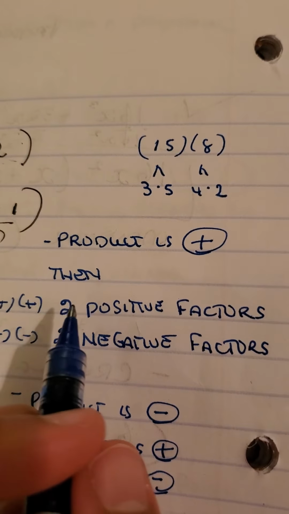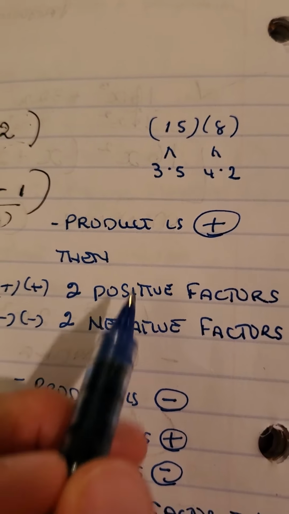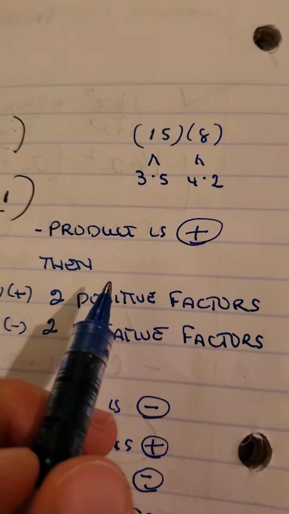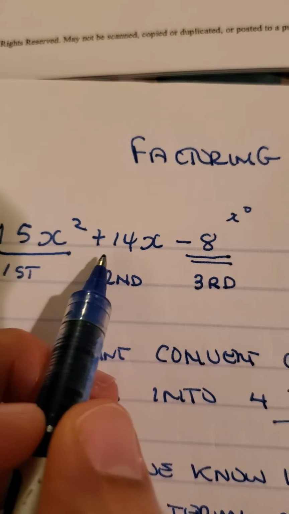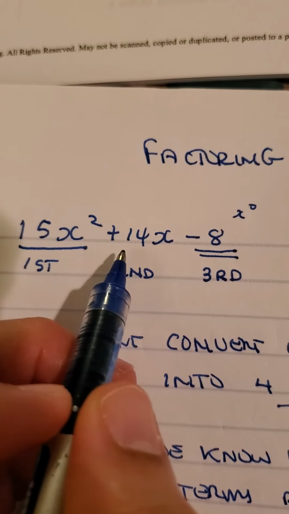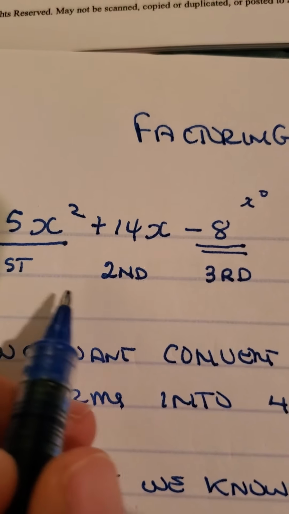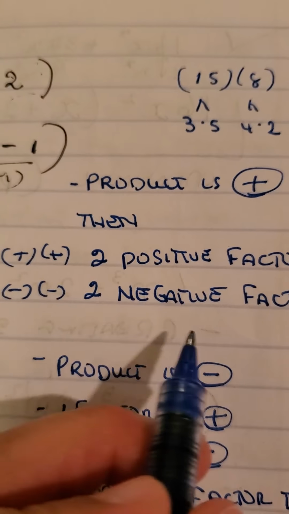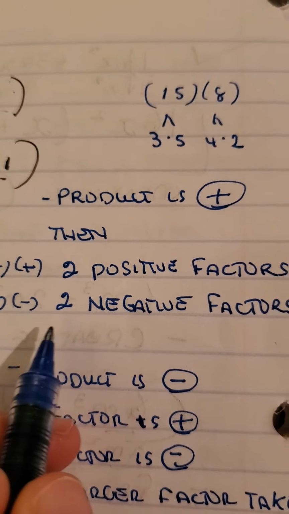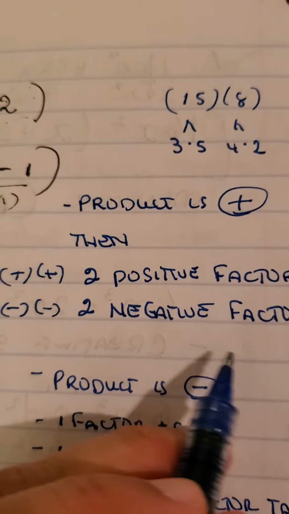Your goal is that your factors, when you combine them, that means add or subtract them, must equal the sign of the middle, right? When you combine your factors, it must equal the middle term. So if this was a -14 and my product was positive, then I would have had to have two negative factors to get me -14, because you add like signs and keep the sign.